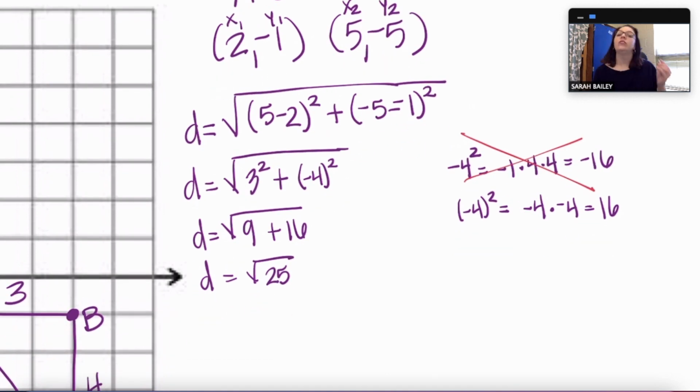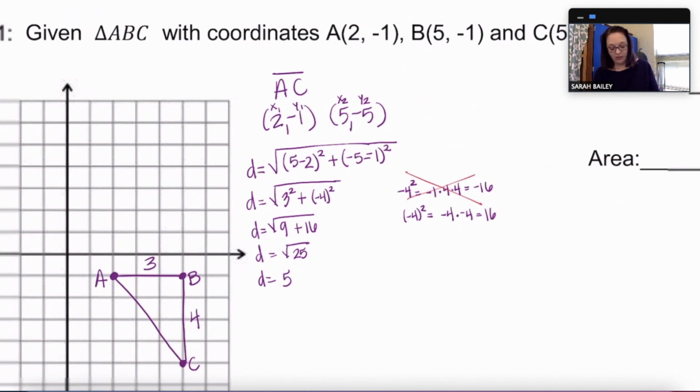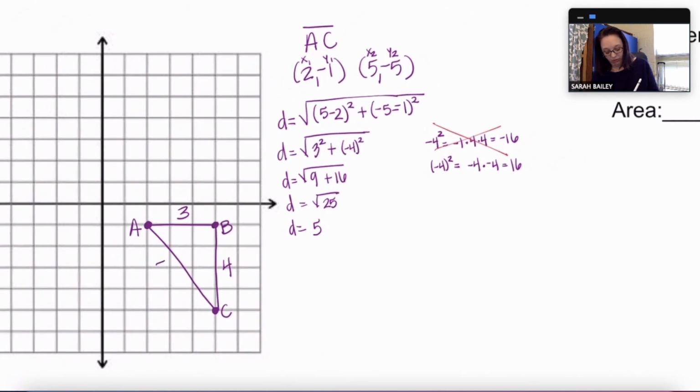And then we're doing the distance between 2 points. Remember, distance is never negative. The square root of 25 is 5, right? So this is 5. Oops, that's 5 units long. Okay. Now I'm ready to find the area and the perimeter.